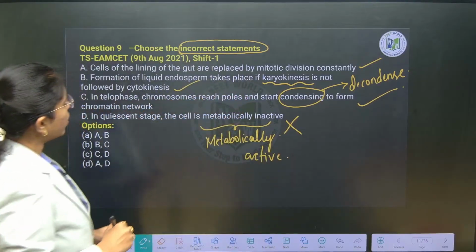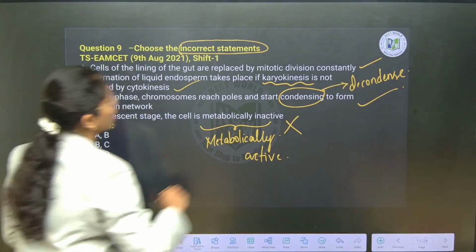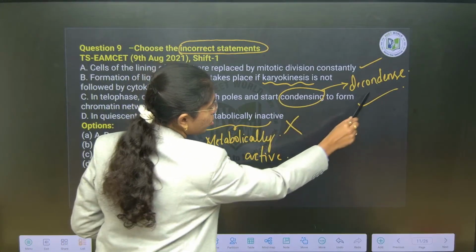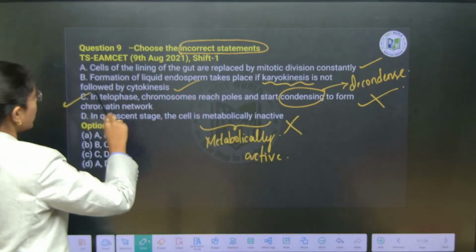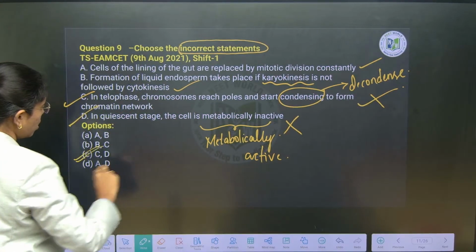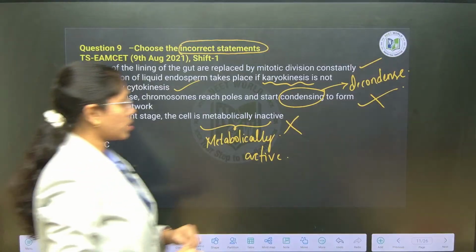Fine, right? So here, what are the incorrect statements? Here this gets decondensed to chromatin, not condensation. So C and D are incorrect, which is option C. Clear, right?